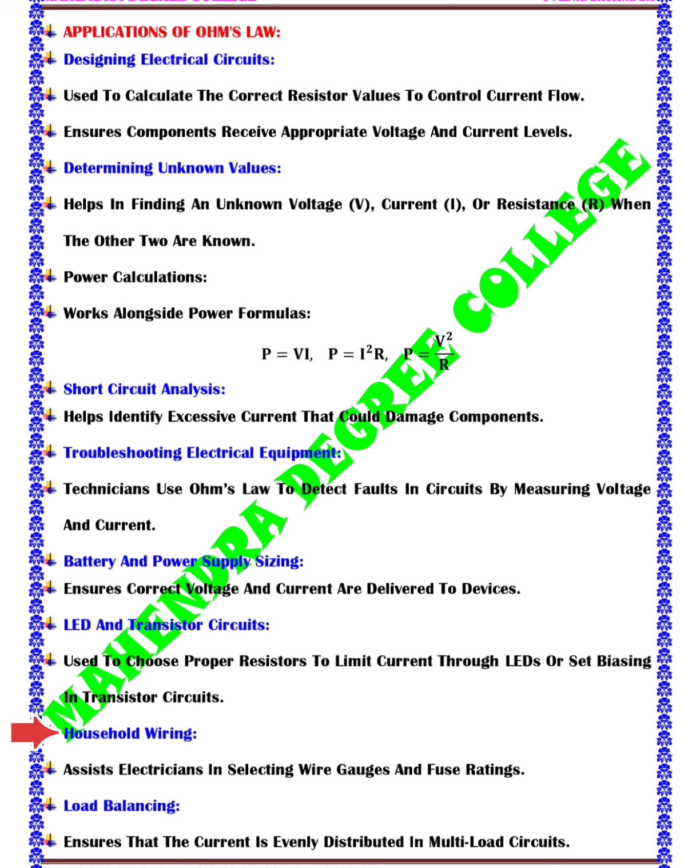Eighth one. Household wiring. Assists electricians in selecting wire gauges and fuse ratings. It means Ohm's law, which states V equals IR, voltage equals current into resistance, plays a crucial role in helping electricians select appropriate wire gauges and fuse ratings. By understanding Ohm's law, electricians can calculate current flow and voltage drop, ensuring safe and reliable electrical systems.